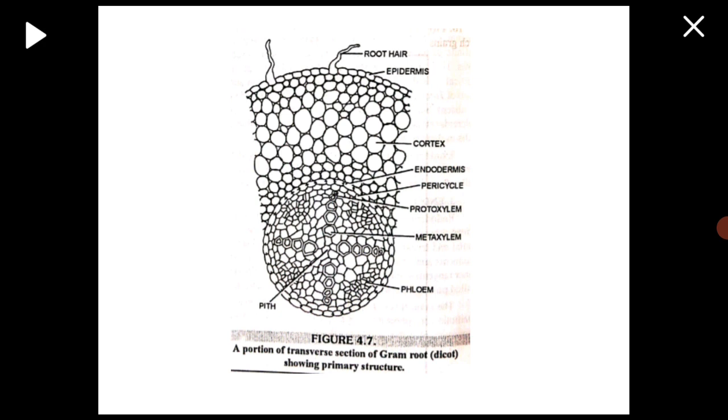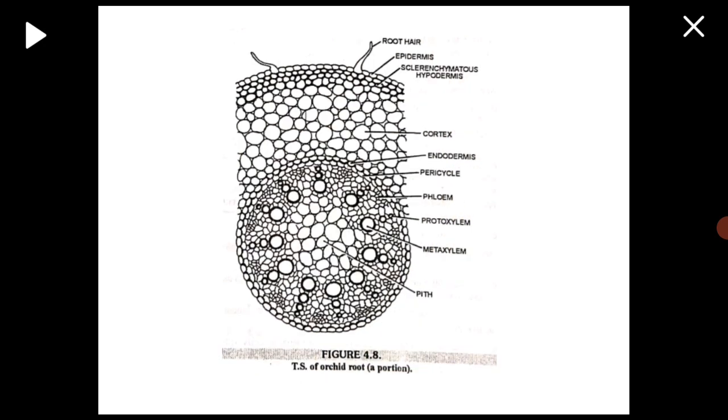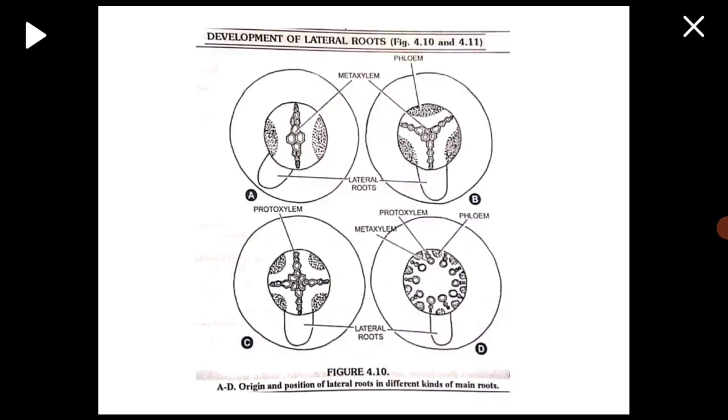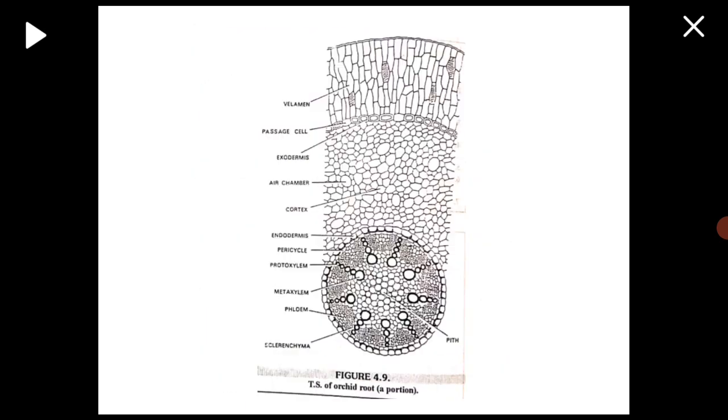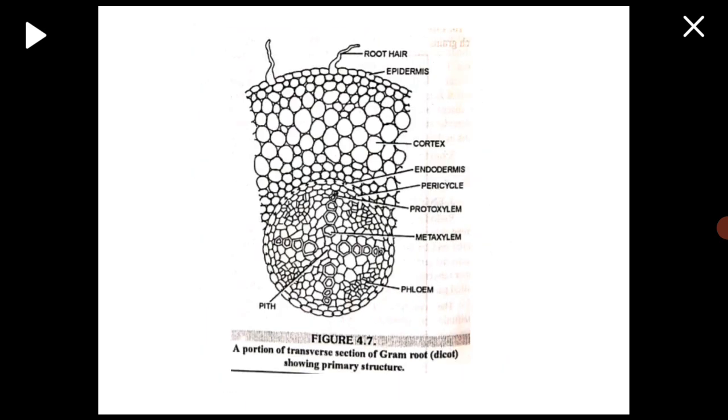Endodermis. Endodermis is the innermost layer of the cortex. It is single layered, made up of compactly arranged barrel-shaped cells. The cells are characterized by the presence of band-shaped Casparian strips on their radial and transverse walls. These strips are thickenings of suberin.